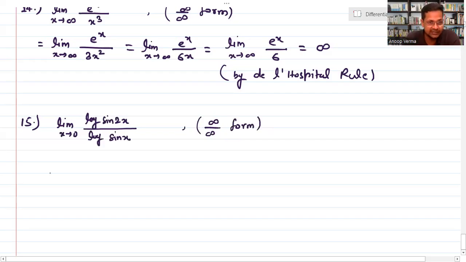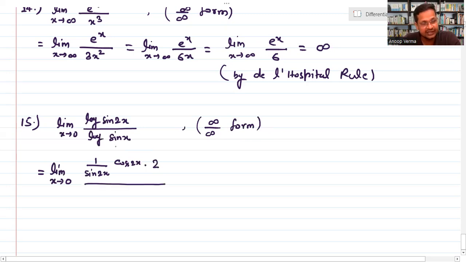So we can apply the L'Hospital rule. Sorry, not infinity, 0. The derivative of log is 1 upon sin 2x, then the derivative of sin will be cos 2x, and then the derivative of 2x, you will get 2 here. Here, this will be 1 upon sin x into cos x, we will remain like this.